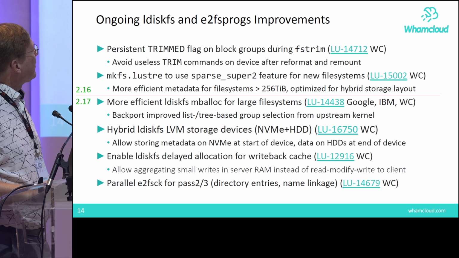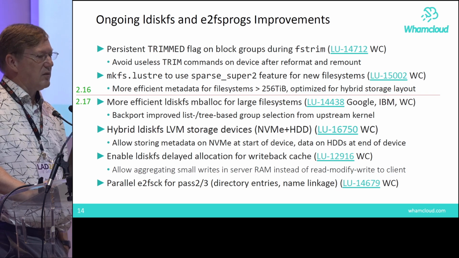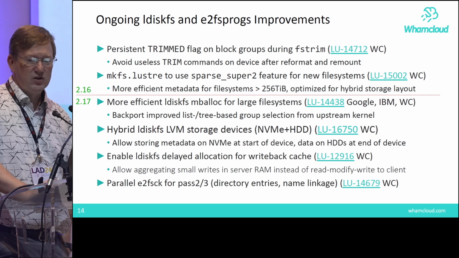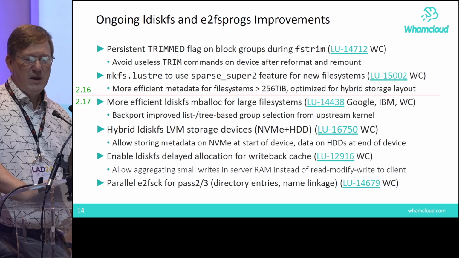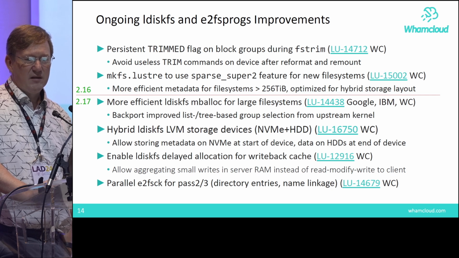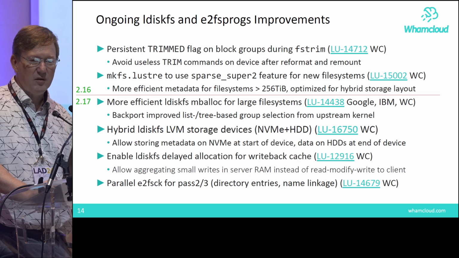On the LDiskFS front at the back end, we've been doing incremental improvements. One of them is for the trim, right? So managing flash storage more efficiently. It's possible to run fstrim and with makefs, but one of the issues that came up was you do a makefs and you've trimmed the whole file system, and then as soon as you mount it and the next time you run trim, it's going to trim the whole file system again.